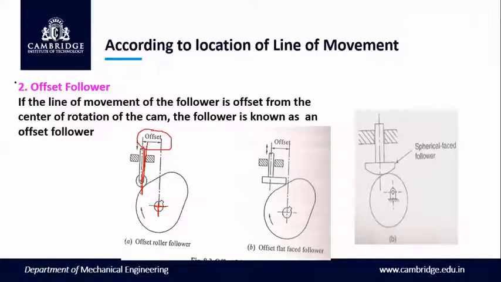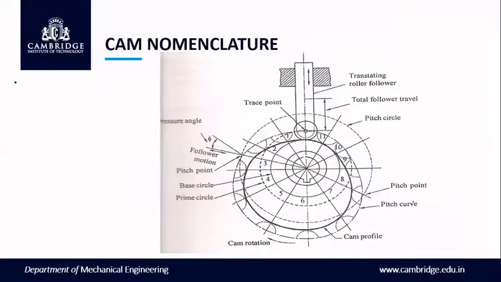So this is the offset roller follower diagram, and this is the offset flat face follower, and this is the offset spherical face follower, the last right hand side diagram. This is the spherical face offset follower, in which the line of action will be offset from the center of rotation of the cam. Let us move on to the next topic, cam nomenclature.